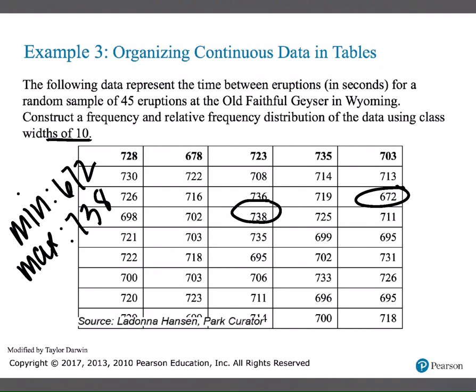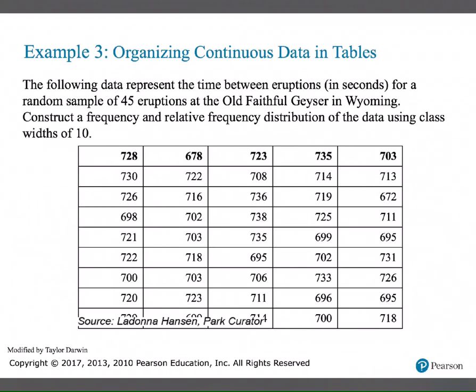I really don't want to start at 672 because that means the next one's going to be 682. It would just be kind of annoying. So I'm going to start at 670, given that information. I'll show you what that would look like. 670, 680, 690, 700, so on, so on, so on.